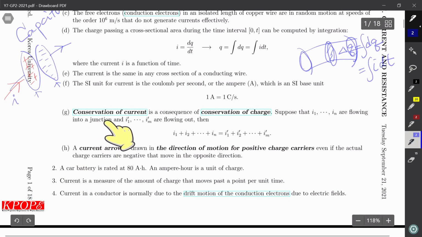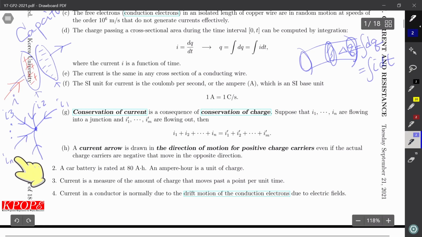The conservation of charge and no accumulation of charge inside the wire or resistor states that there is a conservation of current. Conservation of current is a consequence of conservation of charge. Suppose that I1 through In are flowing into a junction. There is a junction and wire segments. Currents come in: I1, I2, I3, and so on, up to In minus 1, In.